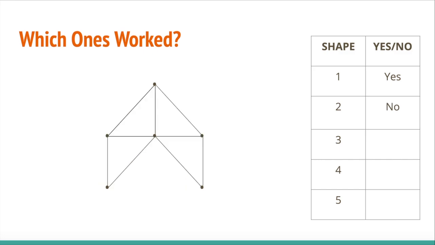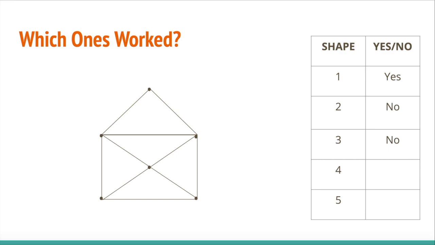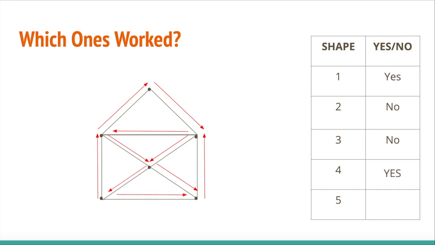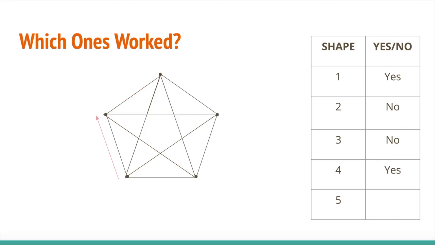Shape 3, also no Eulerian path. Shape 4, multiple different options, but this is one possible solution. For instance, you could have the exact same path in reverse also as an Eulerian path. Number 5. There was an Eulerian path, multiple, here's one.